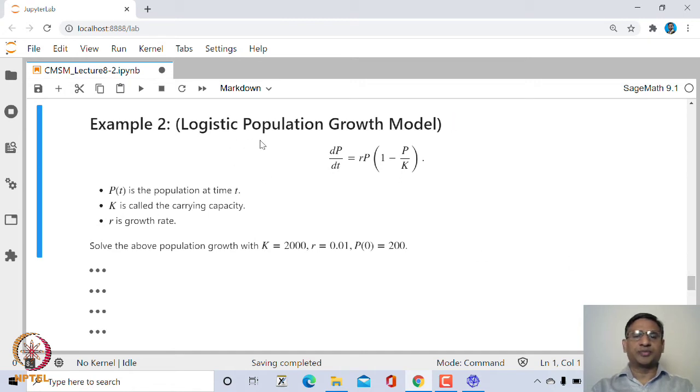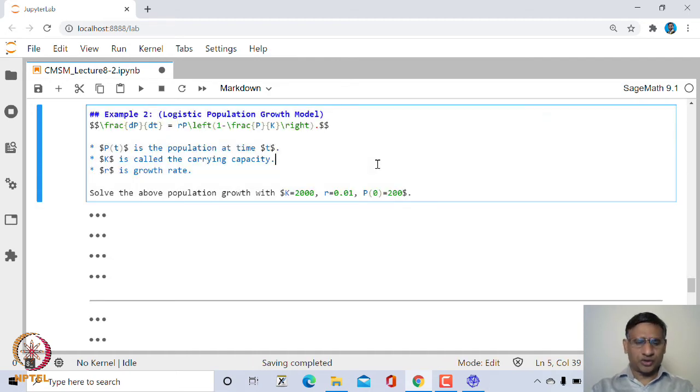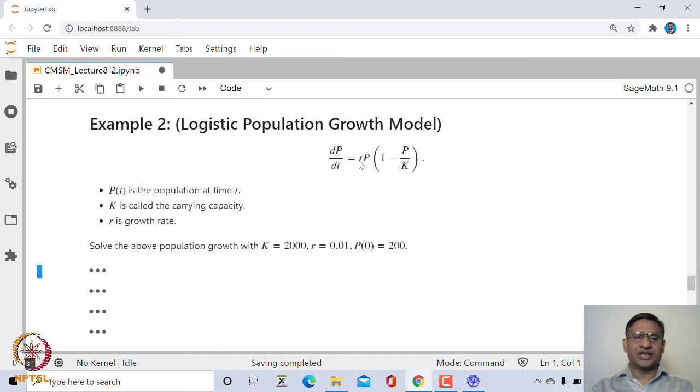This is a population growth model, also known as the logistic population growth model. Here P is the population at time t of a certain species, it could be the population of human beings, right, and R is the growth rate, and K is what is known as the carrying capacity. If the population grows more than this carrying capacity, there is a chance of catastrophe, right. So, we want to solve this differential equation where K is, let us say, 2000, that is the carrying capacity, R is 0.01, which is 1% growth, and the initial population is 200. So, how do we do that?